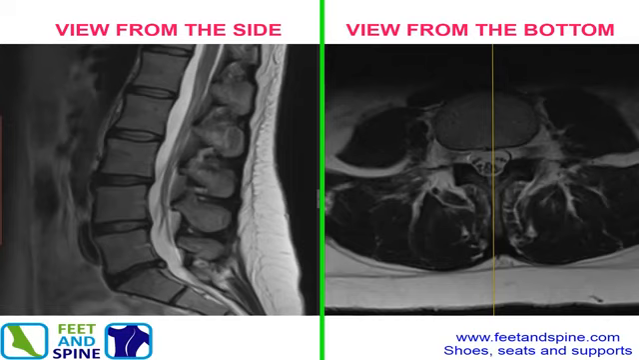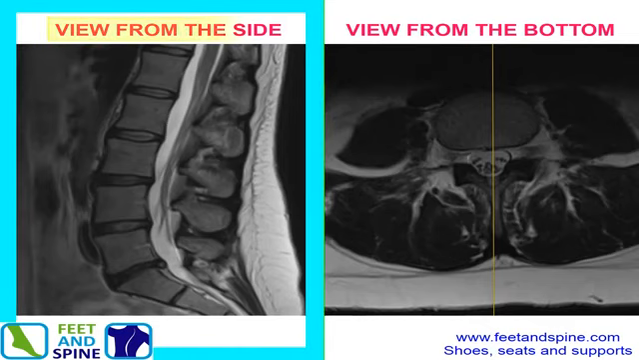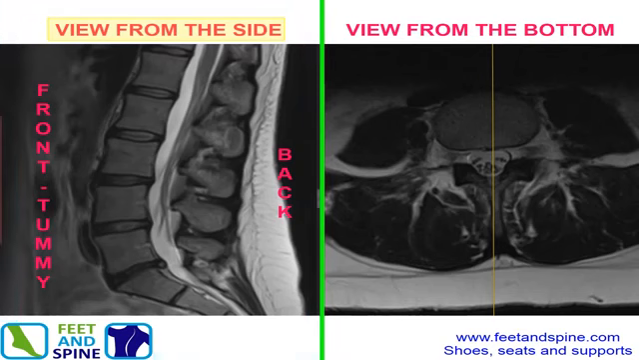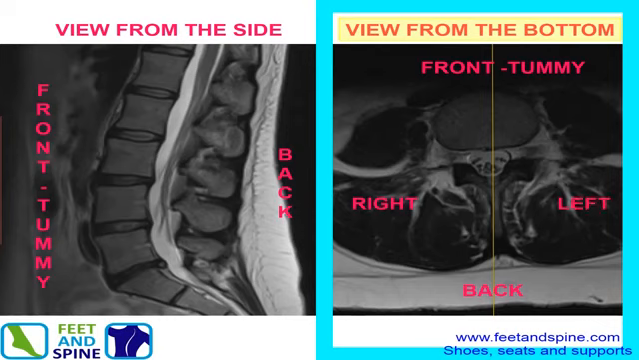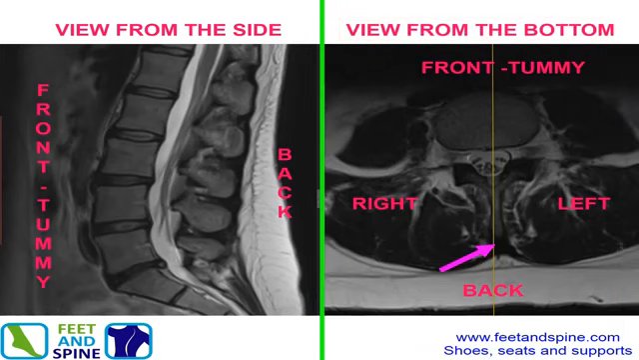The MRI scan has multiple views. In the box on the left is an image of the side view of the scan from front to back. On the left of this image is the front or the tummy, and on the right is the back. On the right is the cross section or the view that one sees from the foot end as the person is lying down. As the patient is lying down, the tummy is to the top, the right and left are as marked, and the back is to the bottom of the image. Both images, although independent, are both linked.